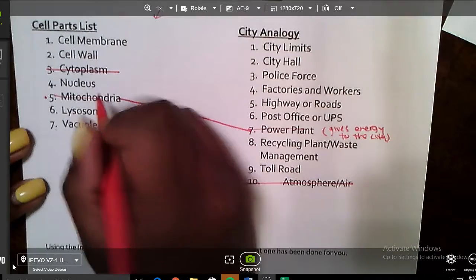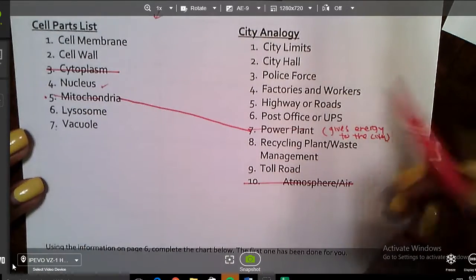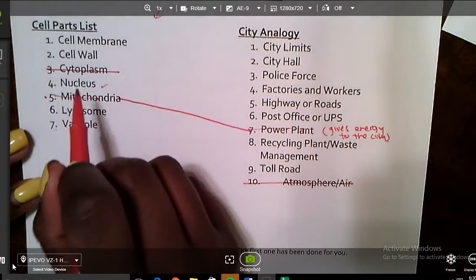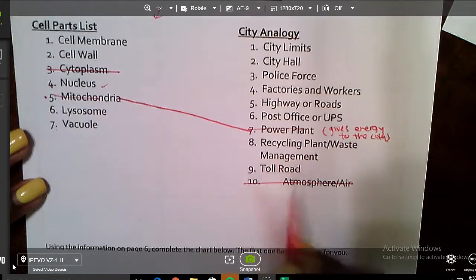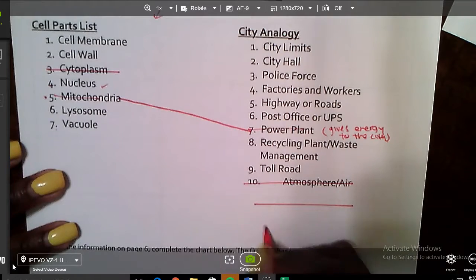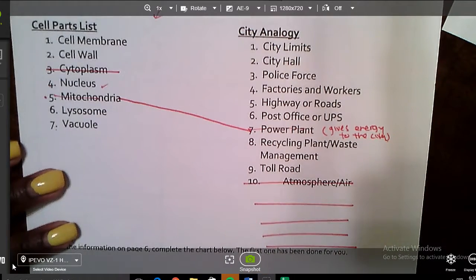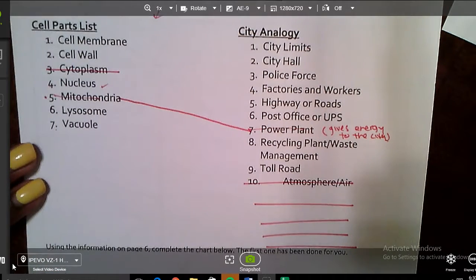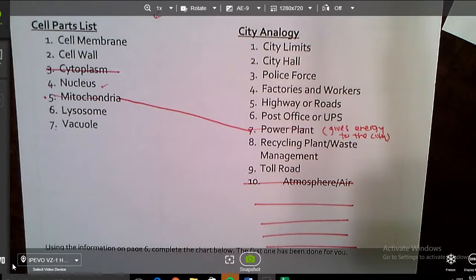For example, as I look at nucleus, I don't know if I agree that any of these parts of the city would be the best for a nucleus. Maybe you have a better idea. You can go ahead and write in any part of the city below that you think would be a better description for any of these words, and that's totally fine. That actually shows incredible leadership and that you can make a stronger connection.